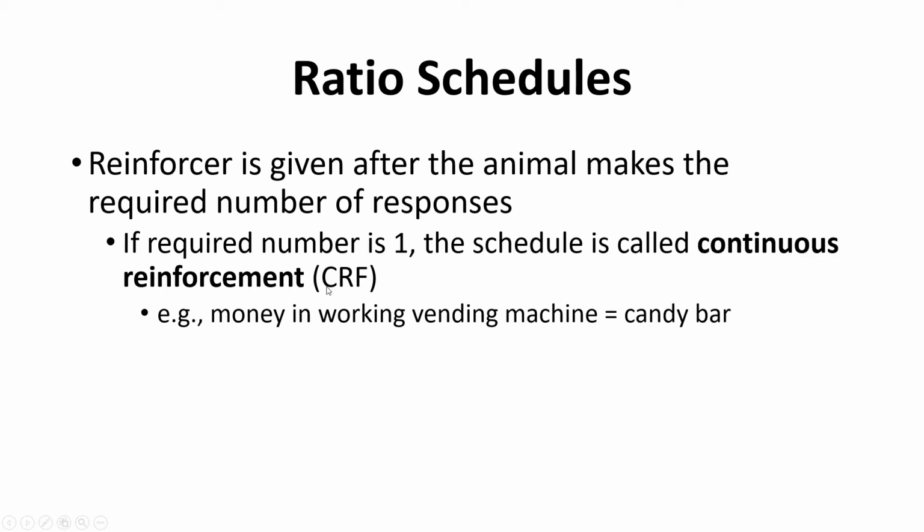So we might see it noted as that CRF, or you might even strangely sometimes see it noted as FR1, just depending on how people want to note it. An example of continuous reinforcement would be that if you put money into a working vending machine, you should always get out the item that you have requested. So if that vending machine is functional, you should put money in and get your candy bar out. Things change up if you get a non-functional vending machine, but we'll talk about other schedules coming up.